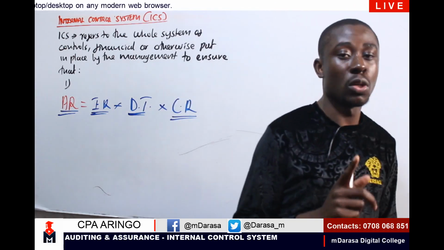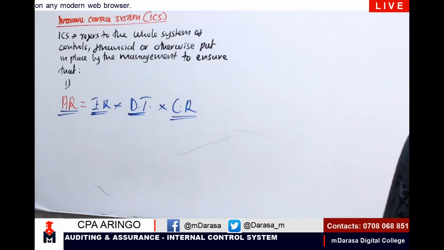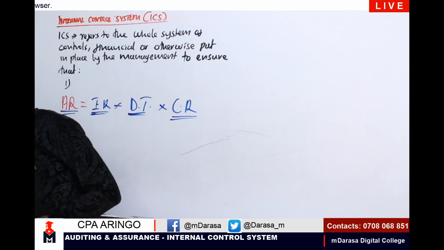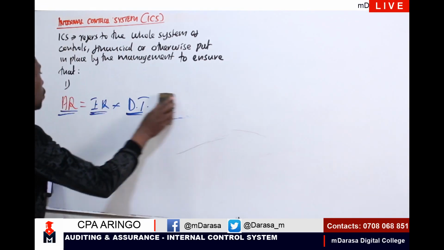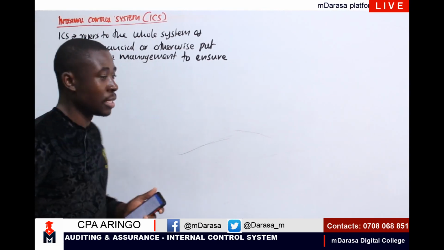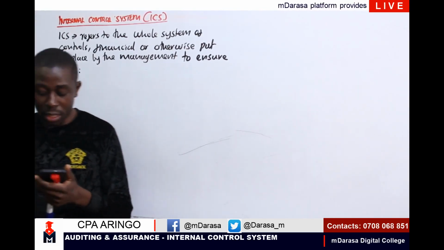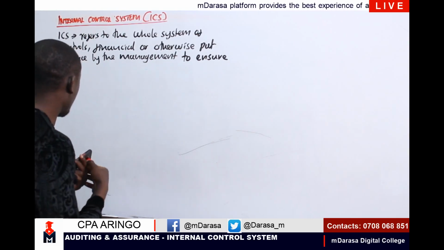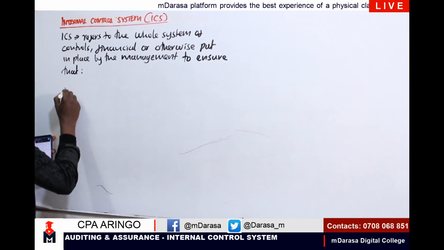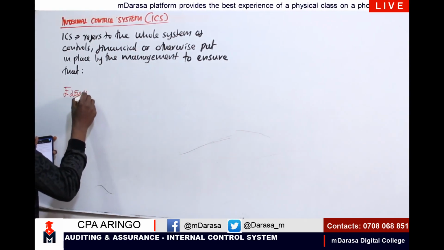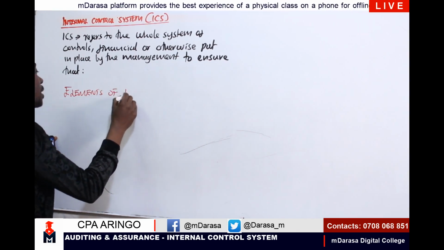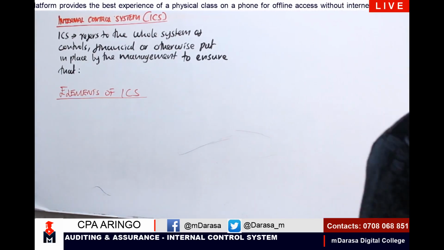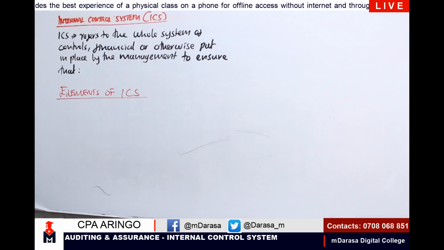That is very, very important, my good students, for us to note. Now, a key element that you must also have at the back of your mind is to understand the elements of ICS. If you're asked to define or to look at the elements of ICS, what can you state? Talk about elements of internal control system. This is what Mwalimu would also want us to analyze. So elements of ICS, we will have the following.